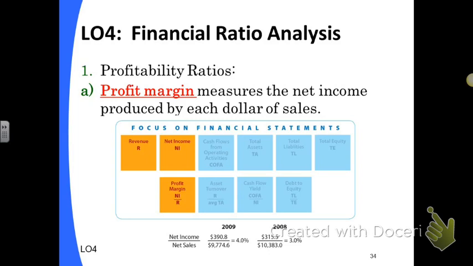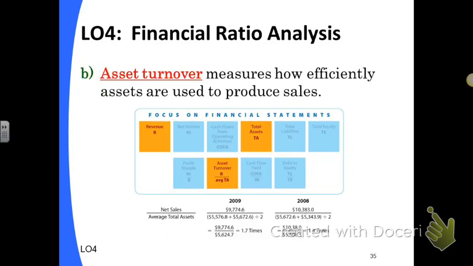And we're going to look at these to see how closely our company's profitability is linked to its liquidity, because ultimately we want to be able to produce cash flow for our company. Next ratio is our asset turnover. It measures how efficiently our assets are being used to produce sales.